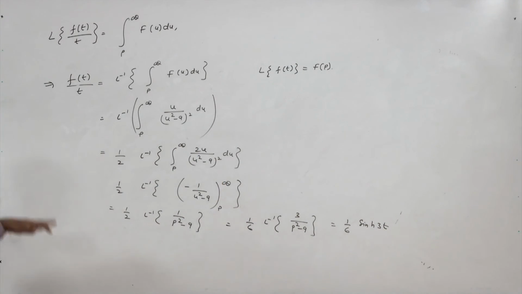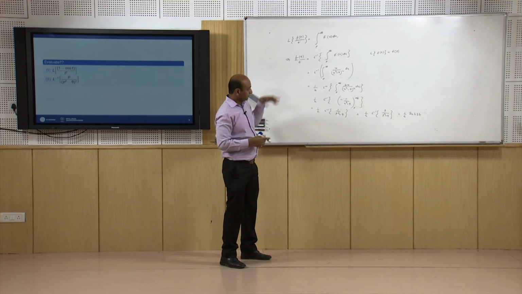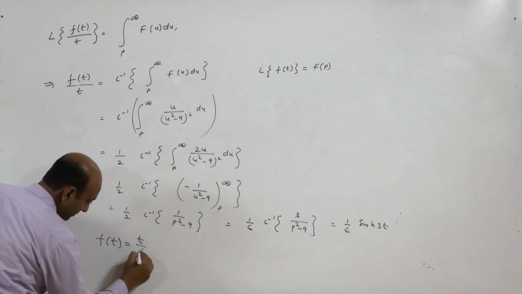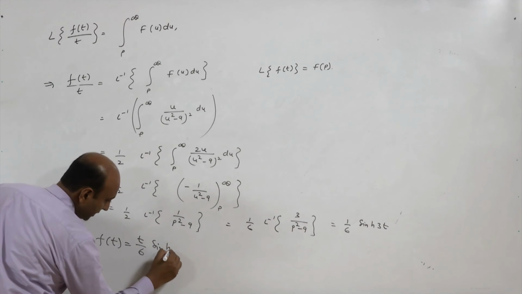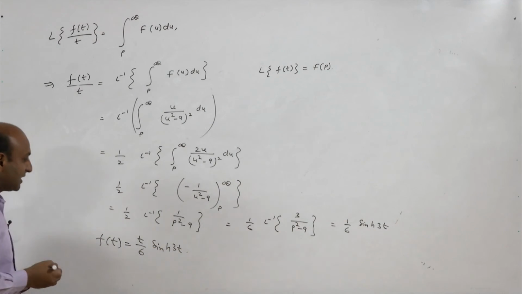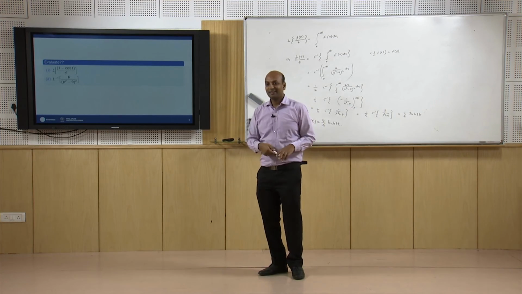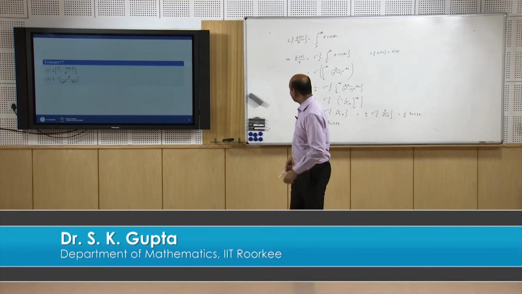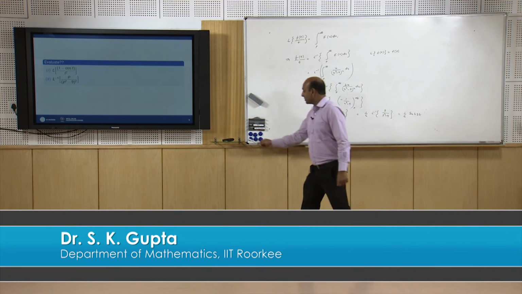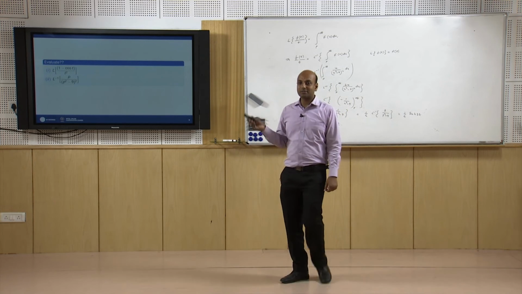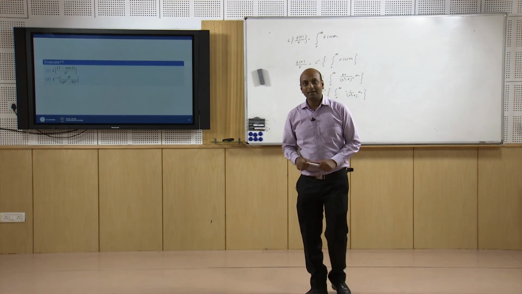So what will be f t? f t will be t by 6 sine hyperbolic 3t. And f t is nothing but the Laplace inverse of f p, that is this quantity. So the Laplace inverse of this quantity is nothing but this expression. So hence we can find the Laplace inverse also using this property. So thank you.